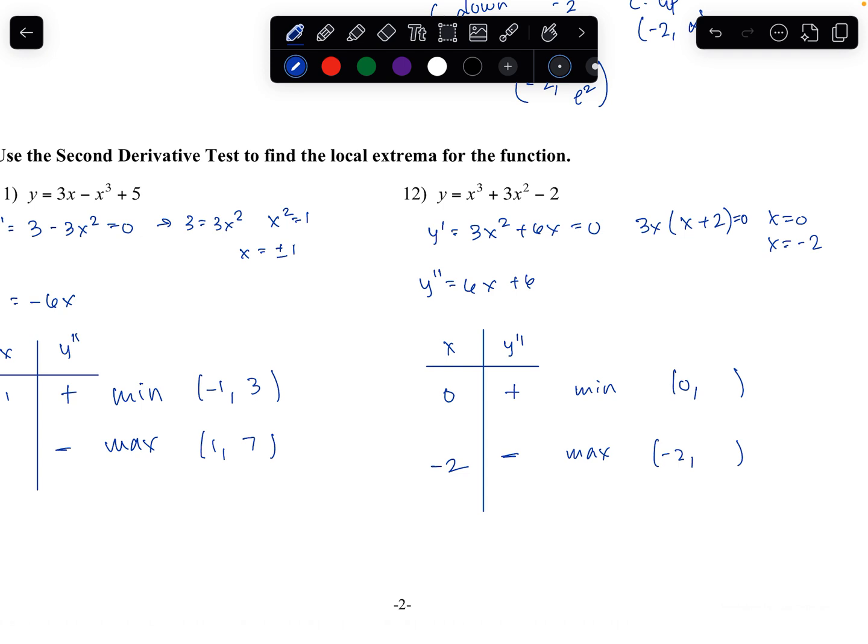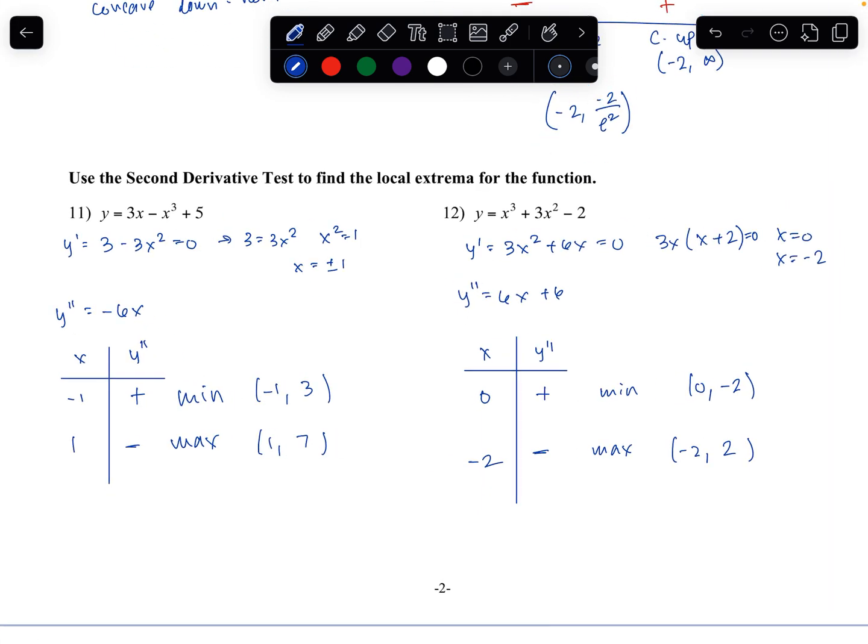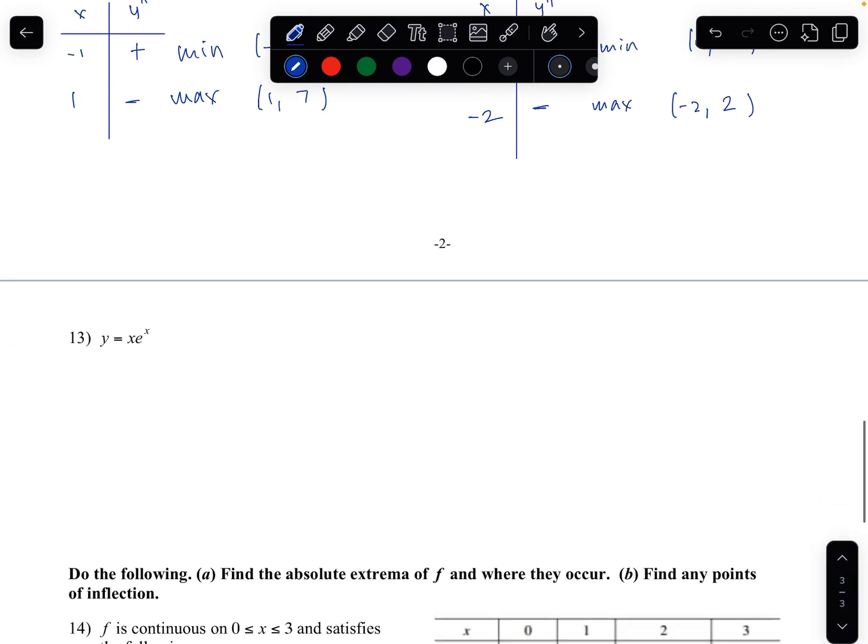If I plug in 0, I'm going to get negative 2. If I plug in negative 2, that's going to be negative 8. And then if I plug in negative 2 there, that's going to be plus 12 minus 2. So this is going to be at 2. If you guys want to check and graph these, that's probably a good idea. I'm too lazy right now.